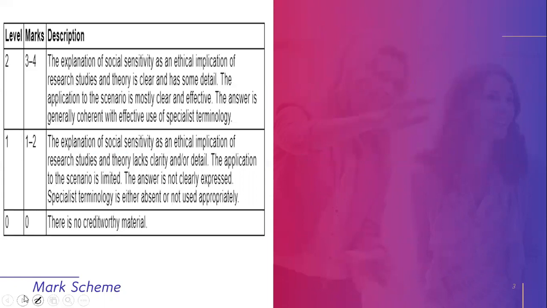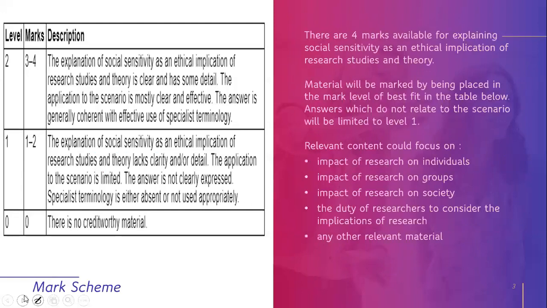To get 3 to 4 marks, the explanation of social sensitivity as an ethical implication of research studies and theory is clear and has some detail. So there has to be some detail. The application to this scenario is mostly clear and effective. The answer is generally coherent with effective use of specialist terminology. So that means we have used this specialist terminology appropriately. In level 1, if it's absent, you can still get between 1 to 2 marks. But in level 2, 3 to 4 marks, you need to be bringing in some of that specialist terminology. It's not looking for tons of it, but where appropriate, it needs to be added in.